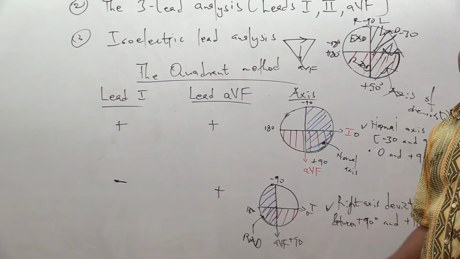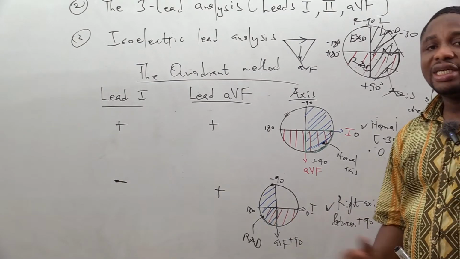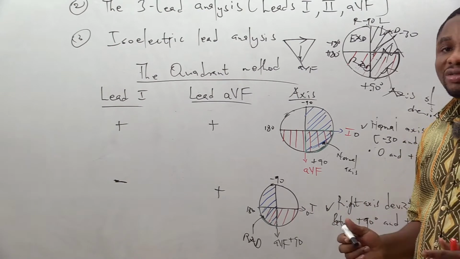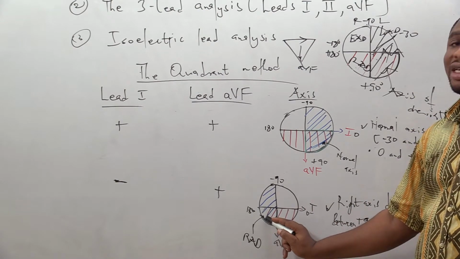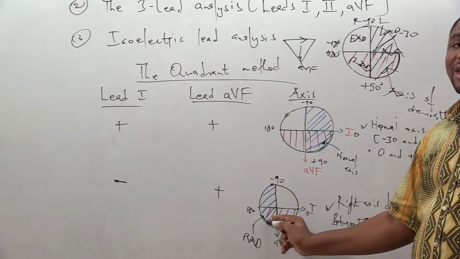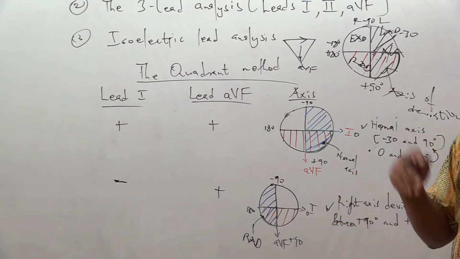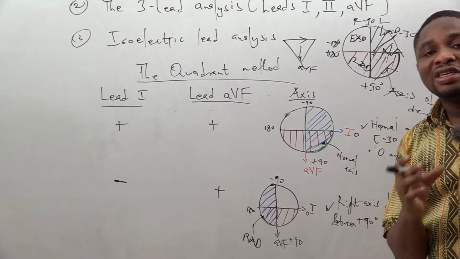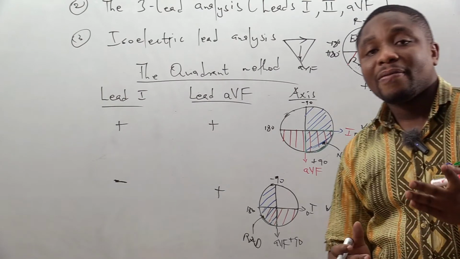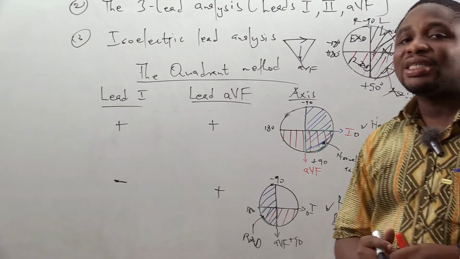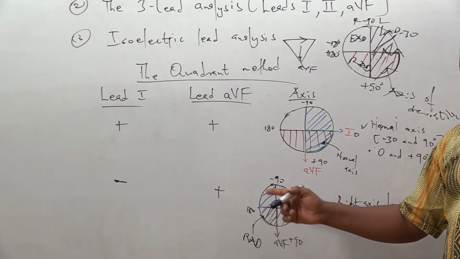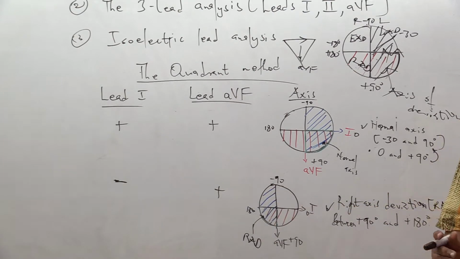And if you shade the bottom half, where do these shadings bisect? This side, you know that it is mapping onto the right axis deviation as we initially stated. So you can see that the right axis deviation, the cardiac axis is between plus 90 degrees and plus 180 degrees. And what are we having here? We are having plus 180 degrees. I believe that makes sense to you.